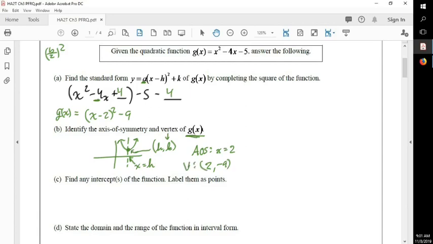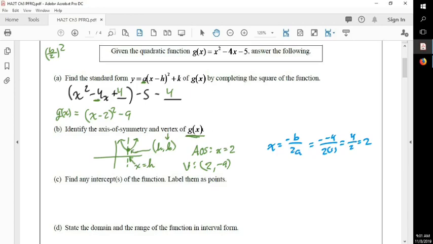If you didn't have vertex standard form, you would use the formula x equals -b over 2a. Here b would be -4, so we plug -4 in, which gives -(-4) over 2a. A is 1, so we get +4 over 2, which equals 2. You see? We got the same axis of symmetry, so there are 2 ways to do it.